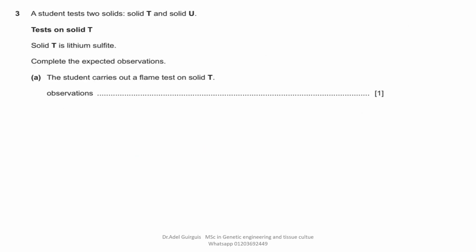Question number 3. A student tests two solids, solid T and solid U. Test on solid T. Solid T is lithium sulfite. Complete the expected observations. Letter A: the student carries out a flame test on solid T. Observations. What's the formula of lithium sulfite? Li2SO3, containing two types of ions, cations and anions. Cation lithium Li+ and anion sulfite SO3 2-.